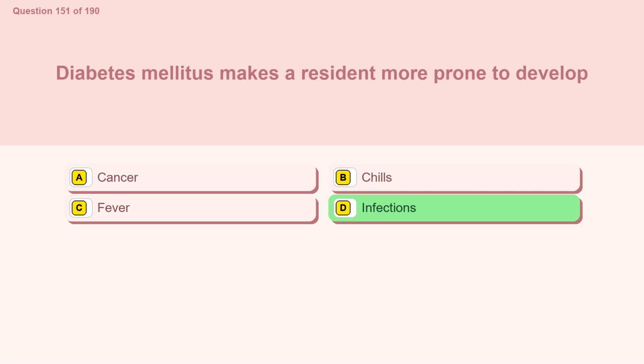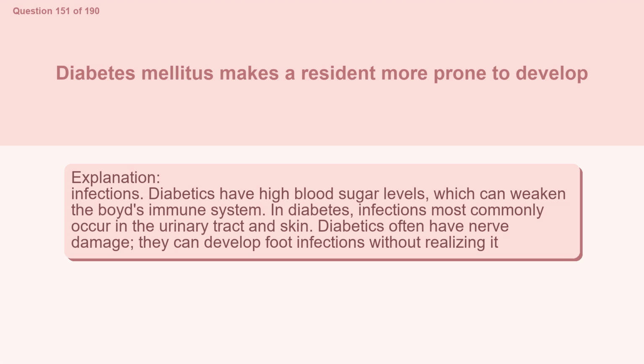The correct answer is option D. Infections. Diabetics have high blood sugar levels, which can weaken the body's immune system. In diabetes, infections most commonly occur in the urinary tract and skin. Diabetics often have nerve damage. They can develop foot infections without realizing it.